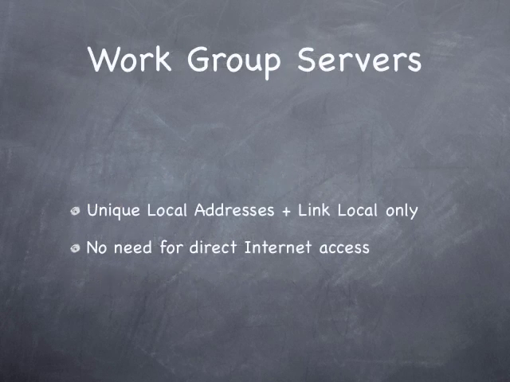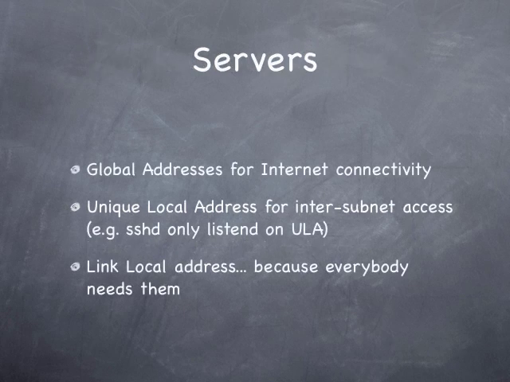Same for the workgroup servers. All they need is a unique local address in order to be able to be reached from other subnets. They don't need direct internet access. Now the servers, our DMC, they of course need a global address for internet connectivity, and they need a unique local address so our other subnets can connect to them. And that's no problem in IPv6.